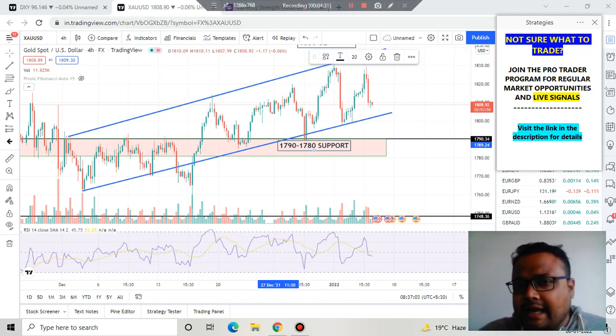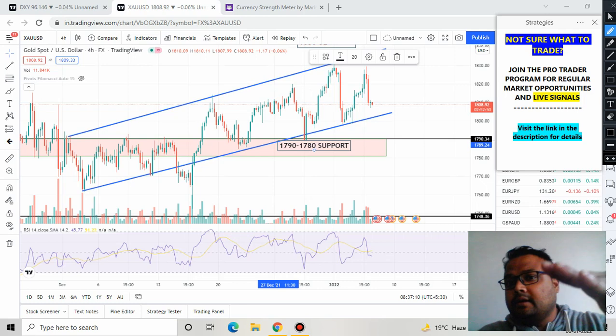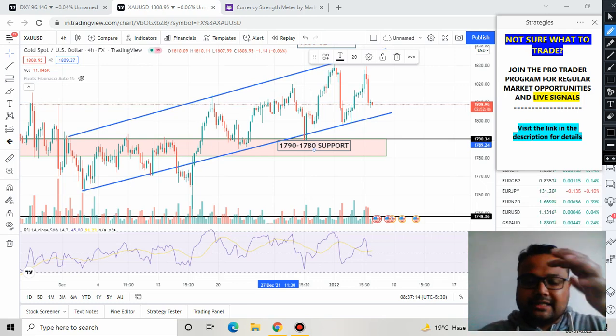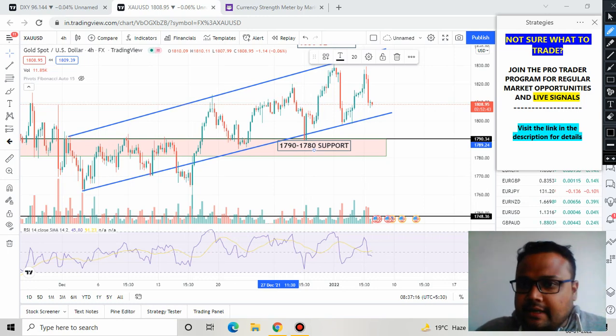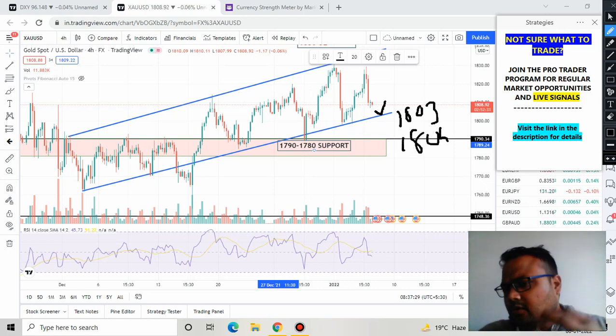And on the other hand, if gold starts going down, keep in mind that we have dynamic support as well. If you do not have these lines on your chart, then you can draw these lines. So there is a possibility of gold bouncing from the trend line, and it would be around 1803 to 1804. So just watch out on your chart.